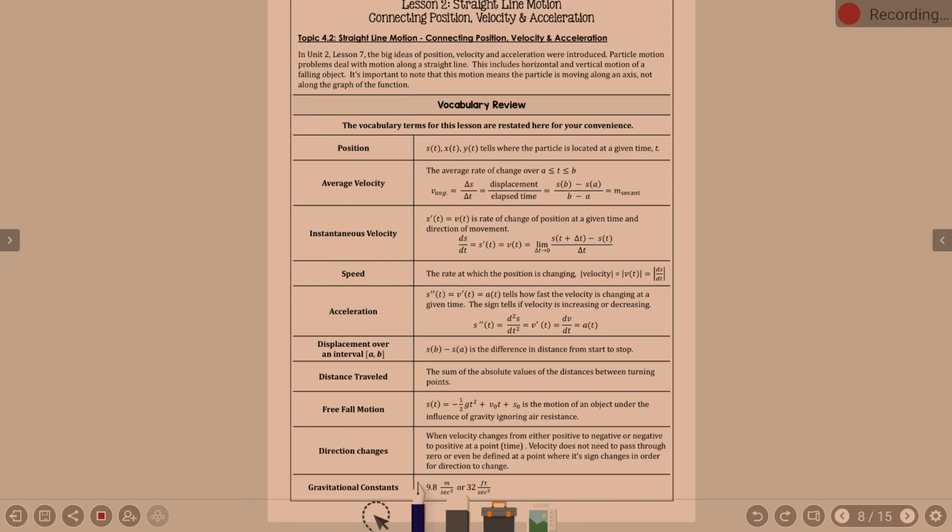Now, this page is just vocabulary terms. It's a really good reference page. Some of this is going to be old hat. Some of it might be a little new, depending.